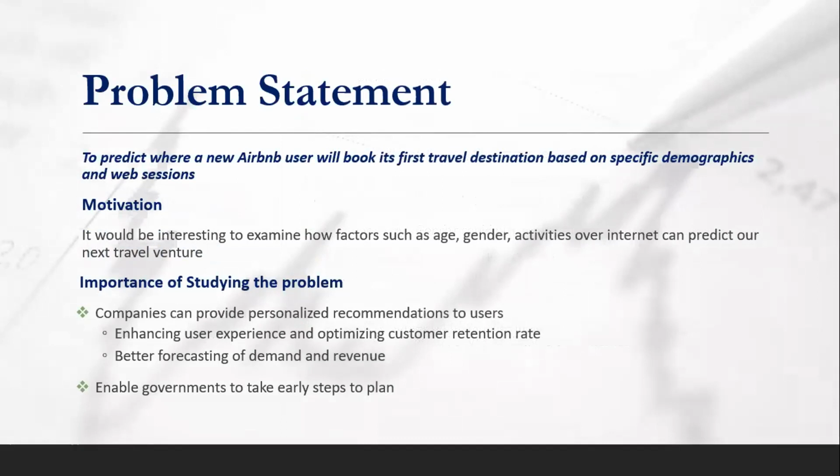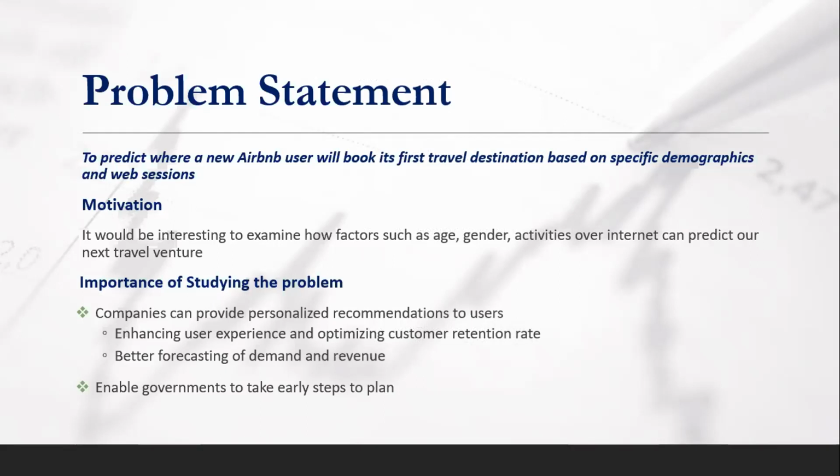Next is the problem statement. Our problem statement is to predict where a new Airbnb user will book their first travel destination based on specific demographics and web sessions. Talking about my motivation, being a very frequent traveler myself, I'm interested in examining how factors such as age, gender, internet activities, and marketing techniques can predict our next venture. My first Airbnb account was created back in 2012 when I booked my first international destination, to the UK. So I've always been curious about this kind of study.